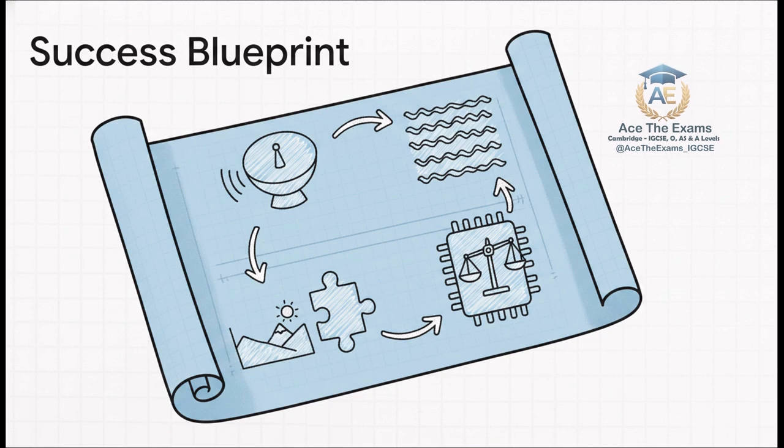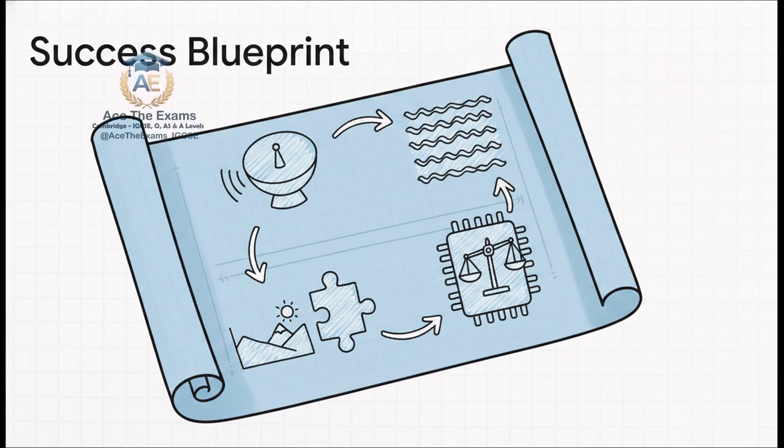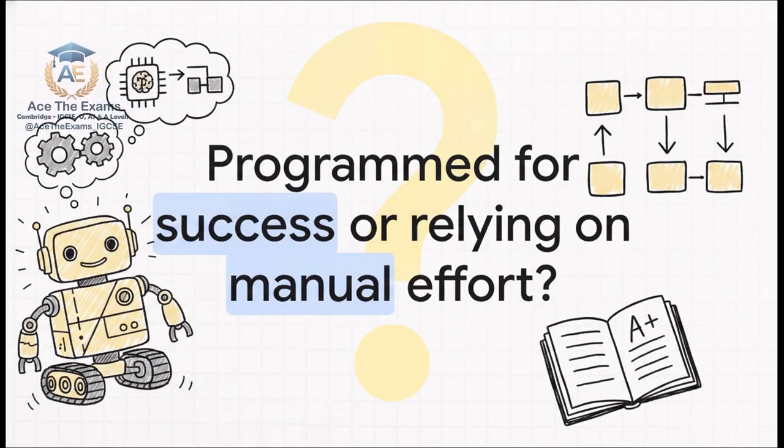Number 2, explicitly state that sensors constantly send data to the microprocessor. Number 3, always detail that the microprocessor compares this incoming data against stored parameters. And number 4, contextualize every single advantage and disadvantage to the exact scenario they gave you in the prompt. Do not be generic.